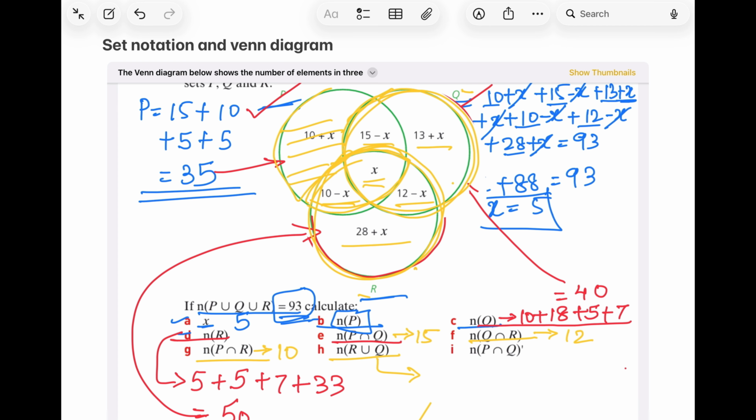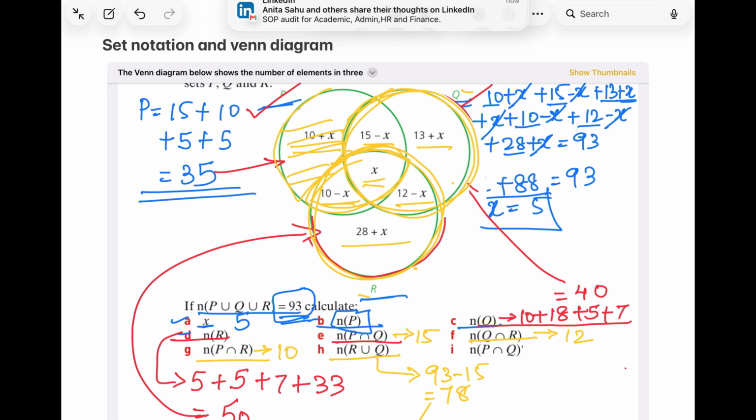So from the total, we already have the total 93, right? From the total, just subtract this 10 plus X, that is 10 plus 5, that is 15. So we'll simply do 93 minus 15. And by doing that, what do we get? We just get 78. So the answer for R union Q is 78.